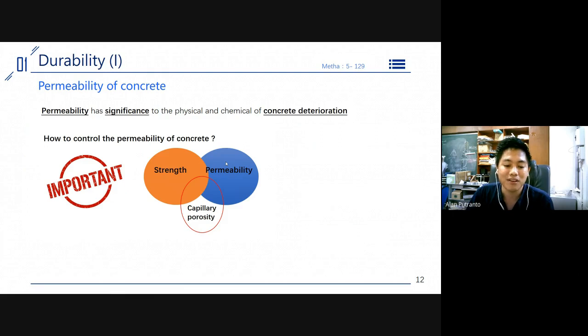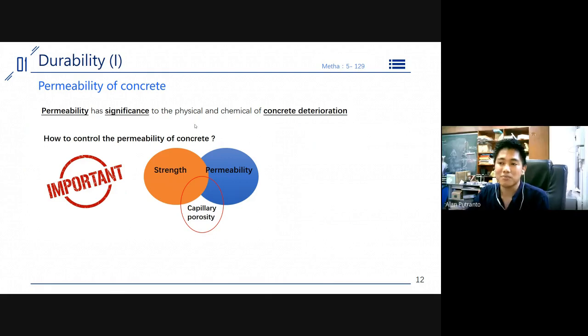When we talk about the permeability of concrete, it has some significance to the physical and chemical deterioration of concrete. The physical and chemical cannot stand on their own. Even though they each have their own impact, they make each other worse. Now let's talk about how to control the permeability of concrete. This is a very important issue when you are working as a professional engineer in construction work. You should know how to control the permeability of concrete.